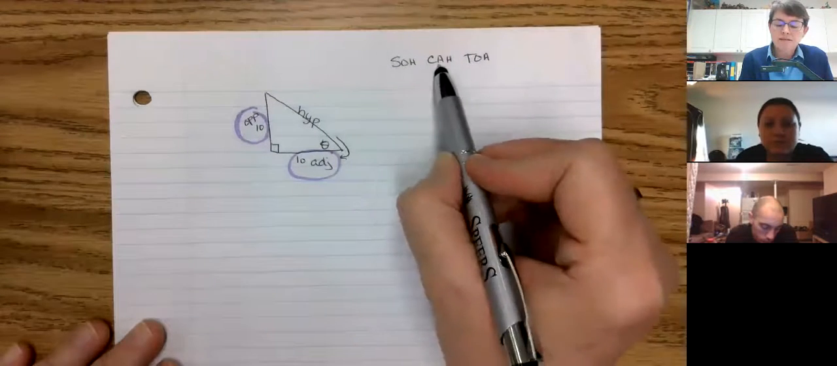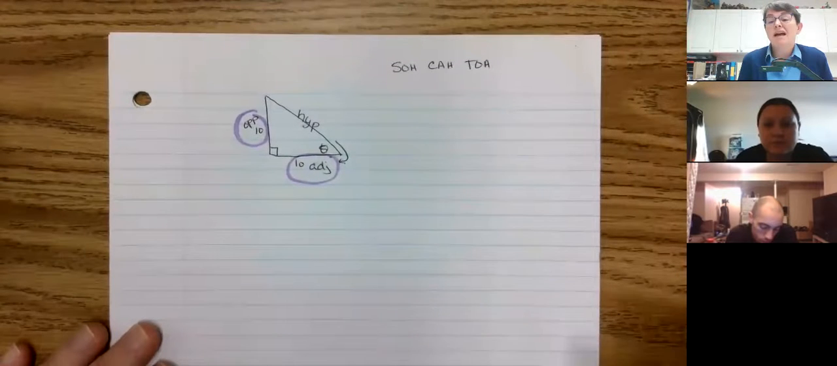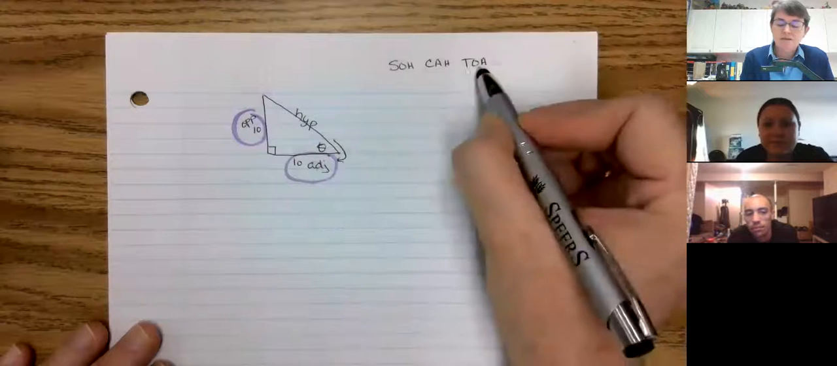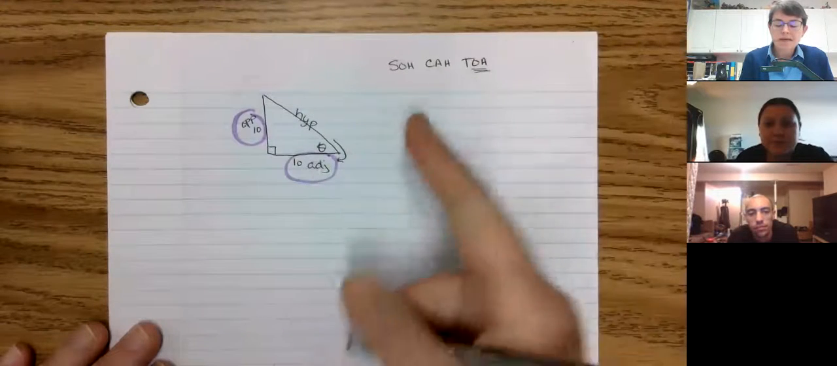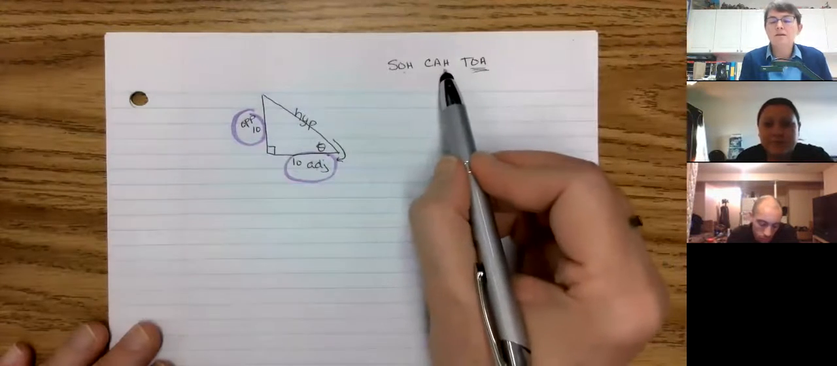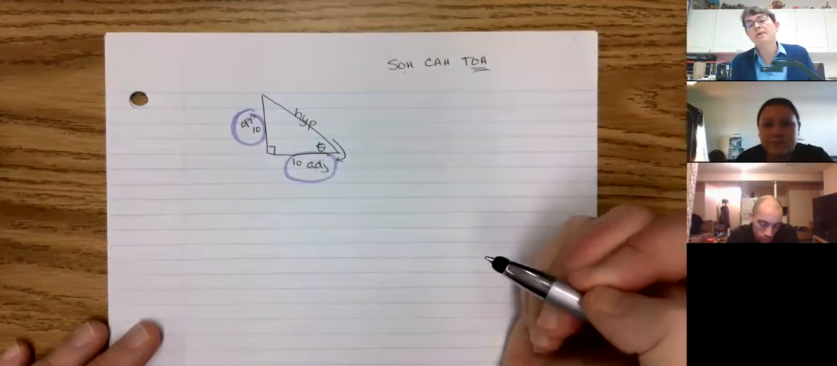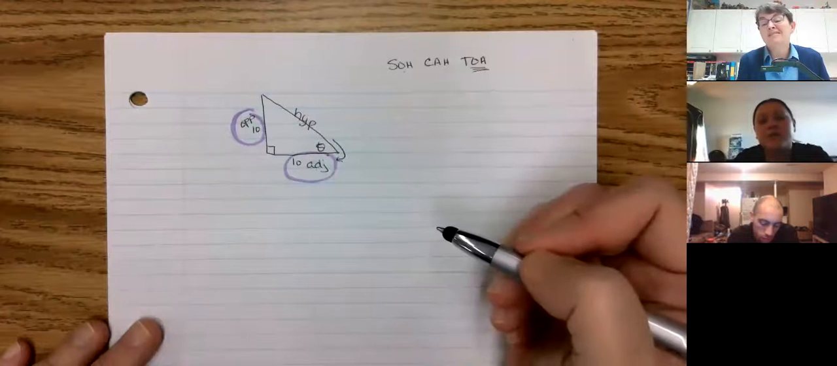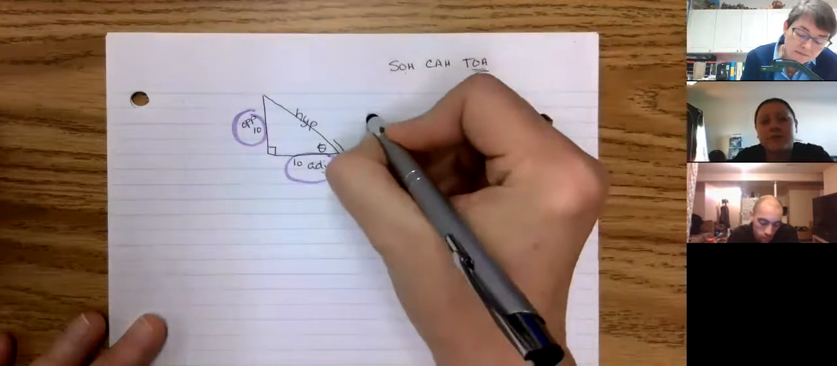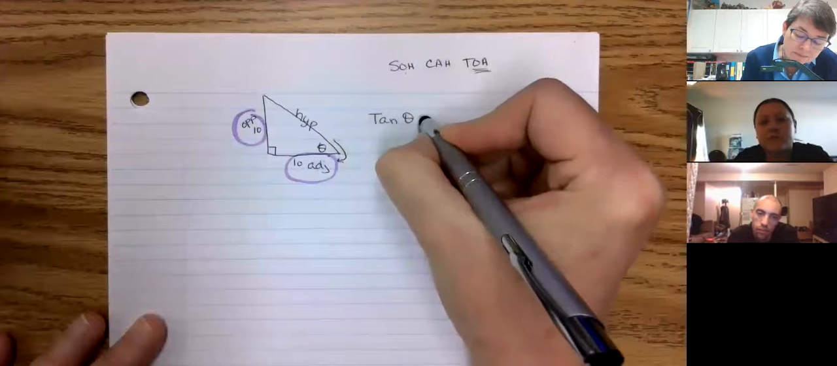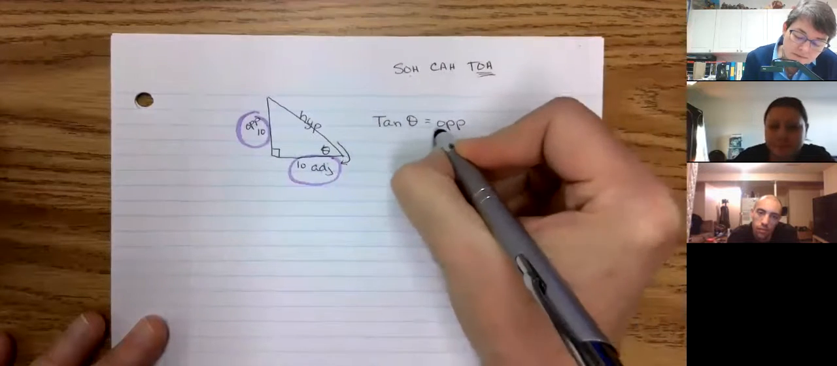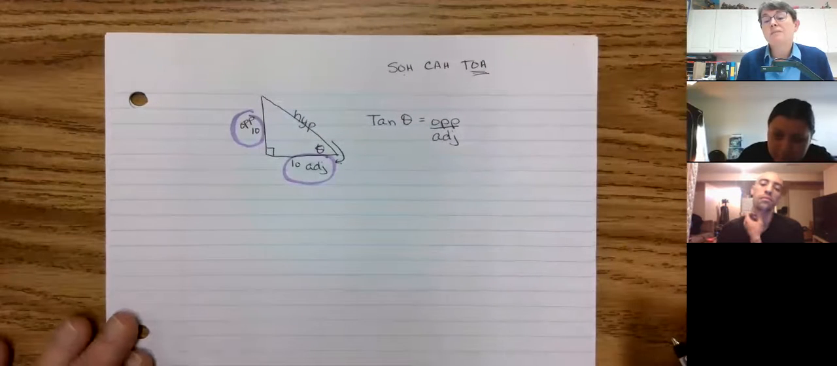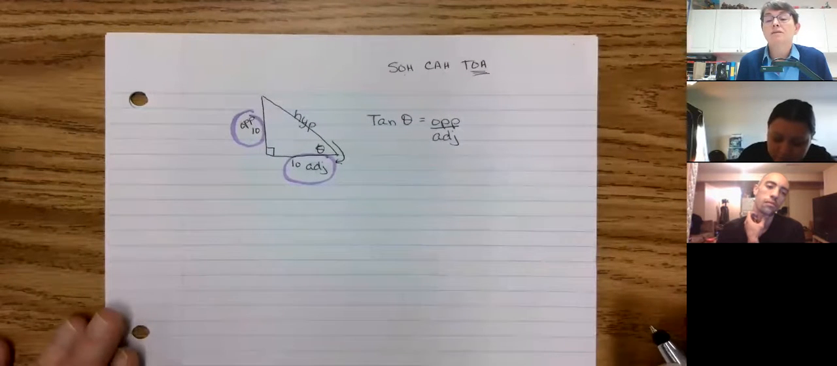So which one of these three has opposite and adjacent in it? All right. This is what we have. So this is the one we're going to use. We can't use sine or cosine because they require you to know the length of the hypotenuse. And we don't know it. And we don't need to calculate it if we don't have to. So tan theta, opposite over adjacent. Just like when I do Pythagorean theorem, I always start out with the formula.